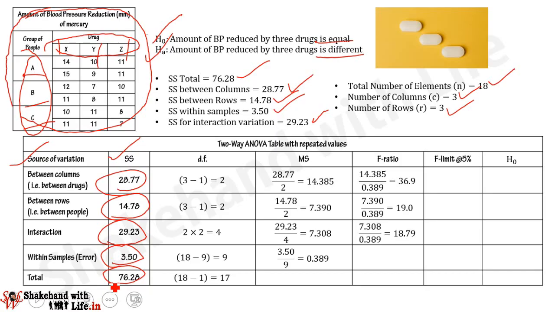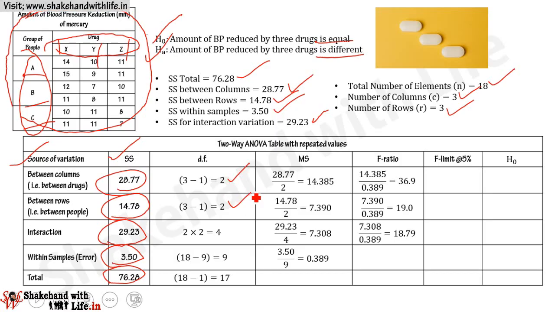Now we calculate the corresponding degrees of freedom. How many columns do we have? We have 3 columns, therefore 3 minus 1, so the degrees of freedom for variation between the columns is 2, and for variation between the rows it is also 2, because we have a total number of rows of 3.